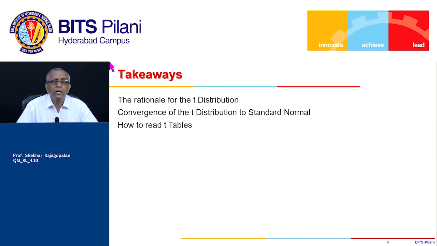In this session, we have discussed the rationale for the t distribution, the convergence of the t distribution to standard normal, and finally, how to read the t tables.